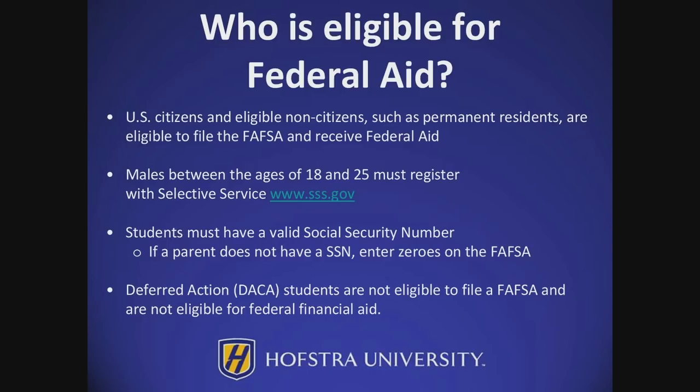Who is eligible for federal aid? U.S. citizens and eligible non-citizens, such as permanent residents, are eligible to file the FAFSA and receive federal aid. Males between the ages of 18 and 25 must register with the Selective Service at www.sss.gov. Students must have a valid Social Security number. If a parent does not have a Social Security number, please enter zeros on the FAFSA. Deferred action or DACA students are not eligible to file a FAFSA and are not eligible for federal financial aid.